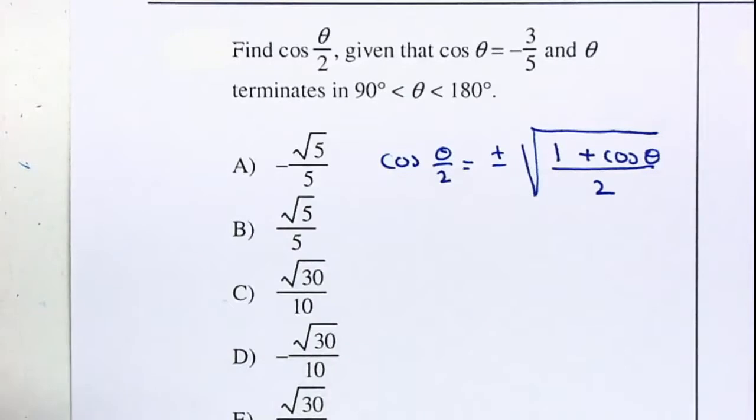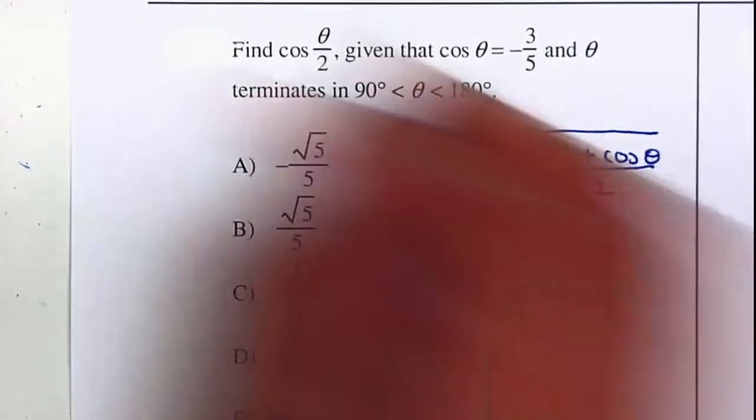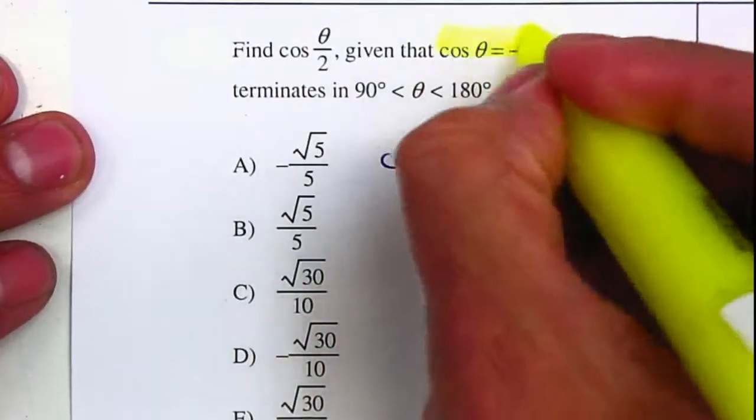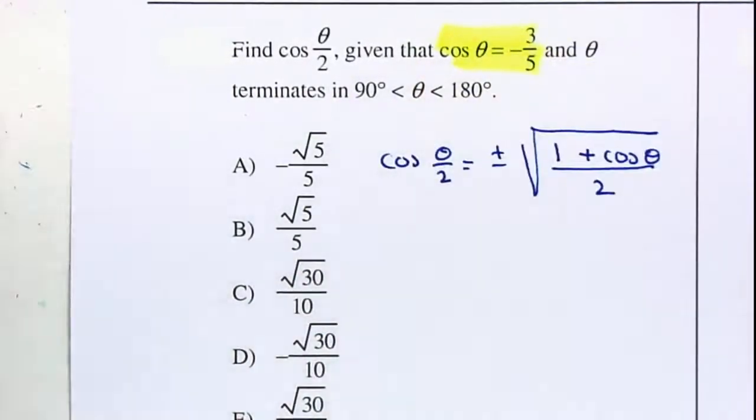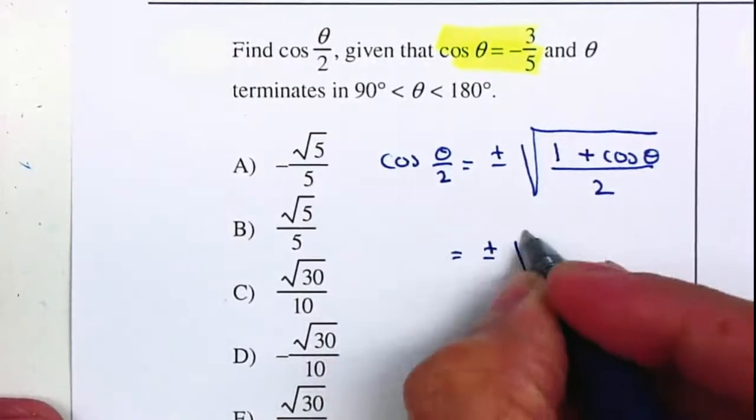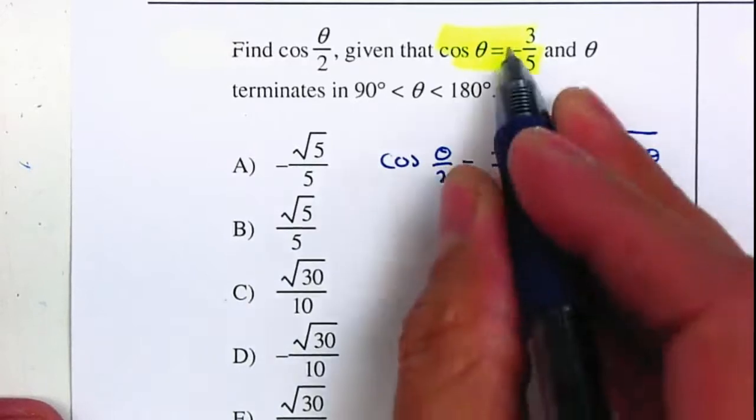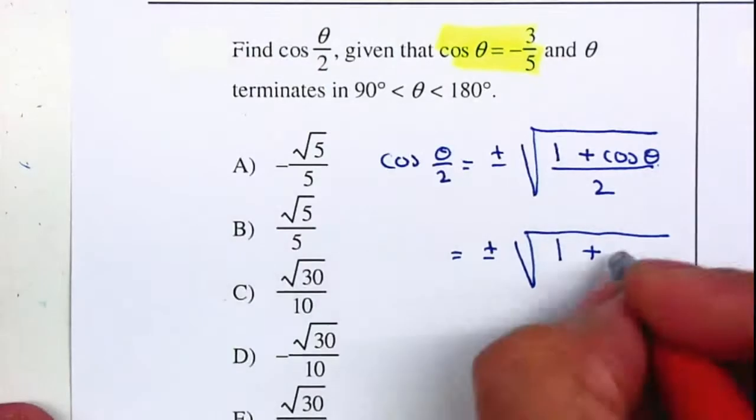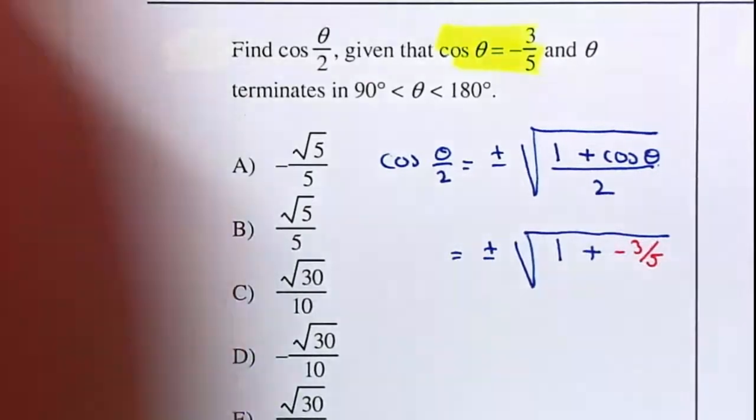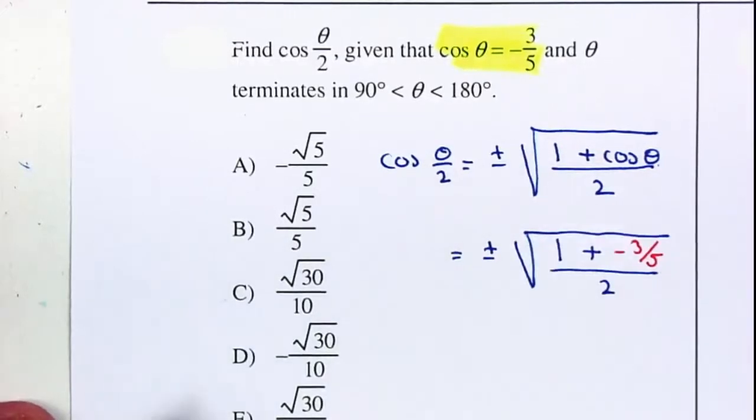And now I just need to be able to plug in the cosine of theta, and in this case they provide that for you. So I'll be substituting negative 3 over 5. So it's equal to plus or minus square root of 1 plus, instead of cosine of theta, I'm going to replace it with negative 3 over 5, divided by 2. And from there I just need to be able to simplify.